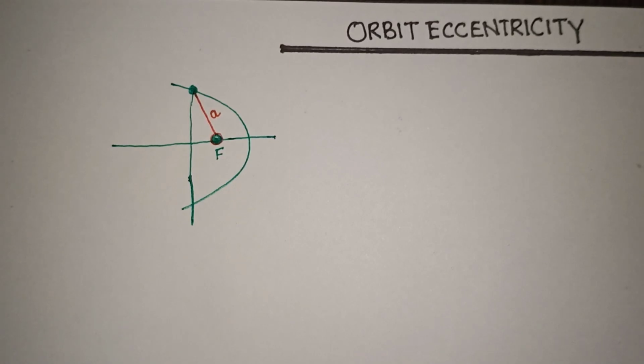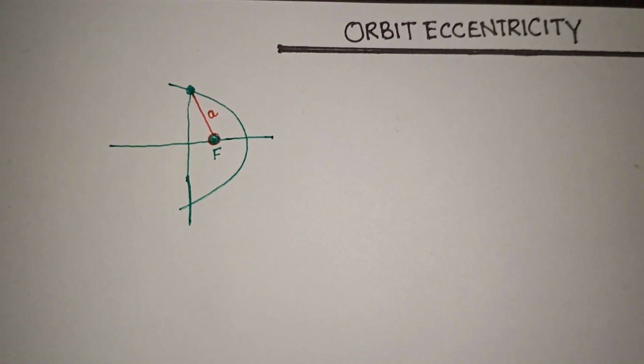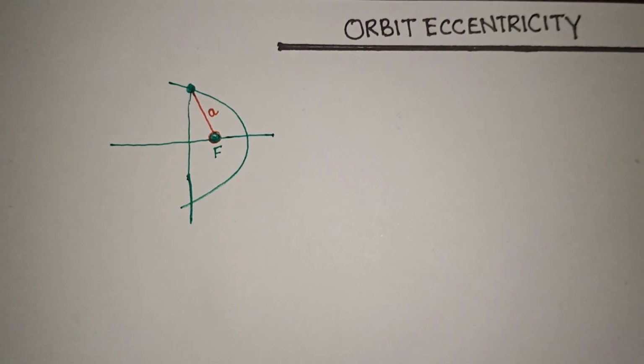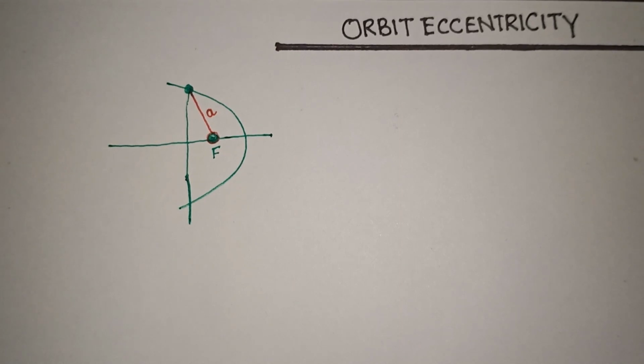Well, hello all. Welcome to this concept on orbit eccentricity. So we'll try to derive an expression of orbit eccentricity in terms of energy and angular momentum. And there are various other parameters that will come into the picture, so we'll see accordingly. Without wasting much of our time, let's get started.